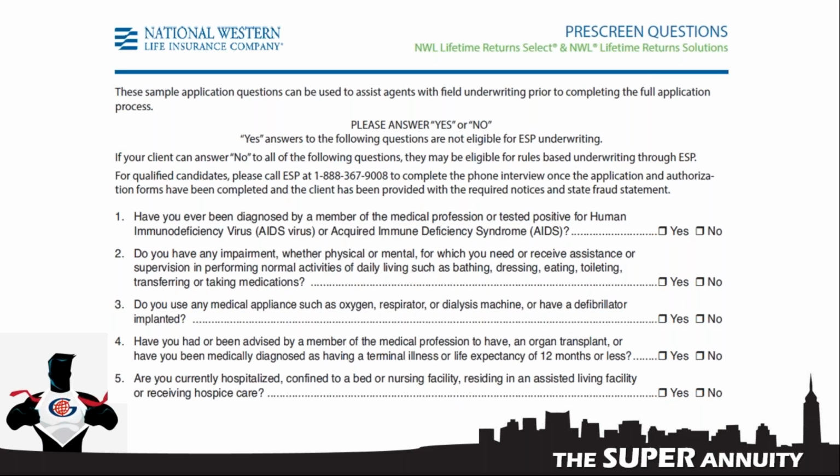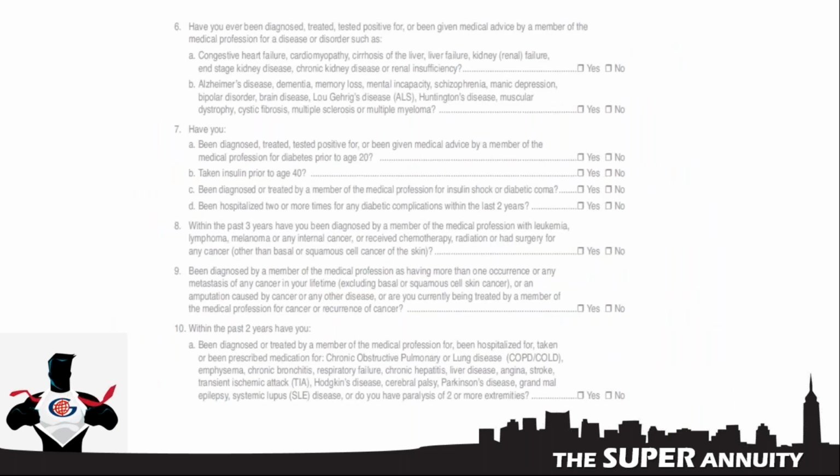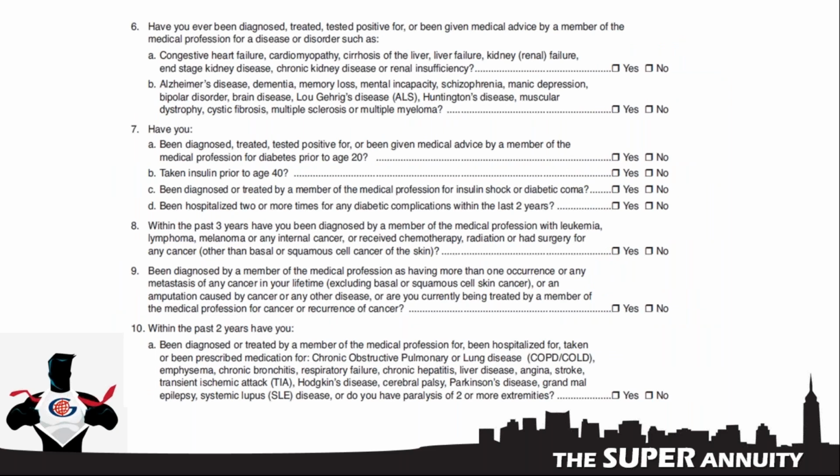So it's your typical simplified issue questions. You know, have you been diagnosed with AIDS? Do you have any impairments, physical or mental? Do you use medical appliances such as oxygen, respirator, dialysis machine? Have you had any organ transplant? I mean, we're talking about the catastrophic type of situations. Are you currently hospitalized or confined to a bed? So this is one of those things where if you have some people that are just taking blood pressure meds or something like that, they're going to be approved.